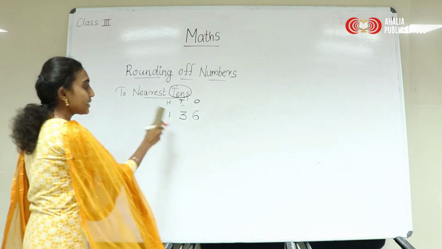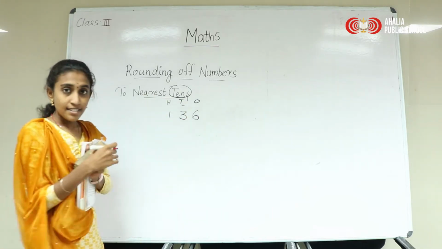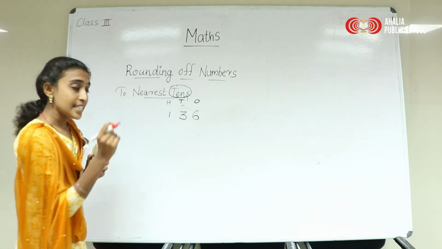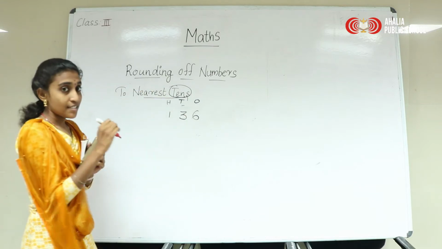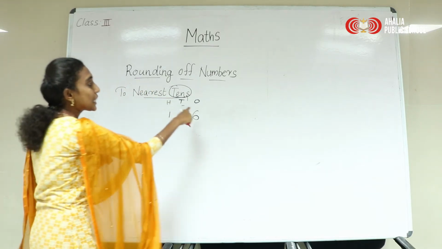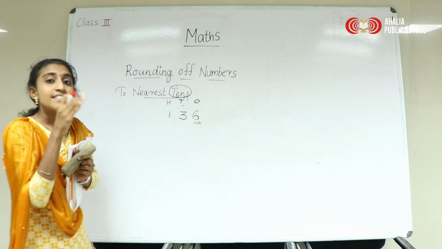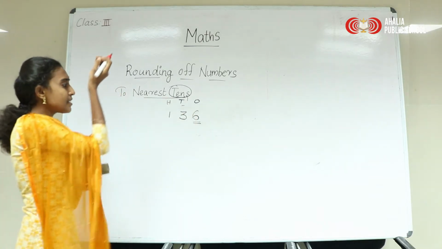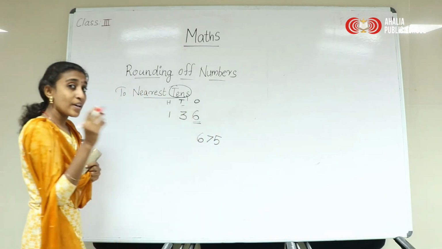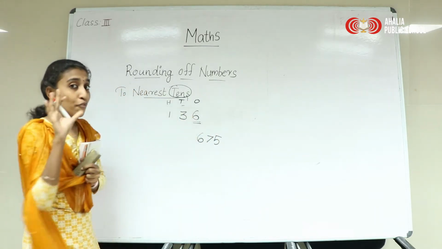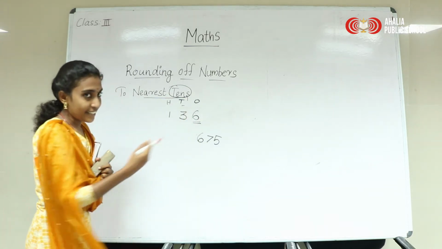This is a 3-digit number, right? It is 136. We are rounding the number to the nearest tens. Which place do we have to check? The ones place. What is in the ones place? It is 6. 6 is greater than 5, so we have to round up.